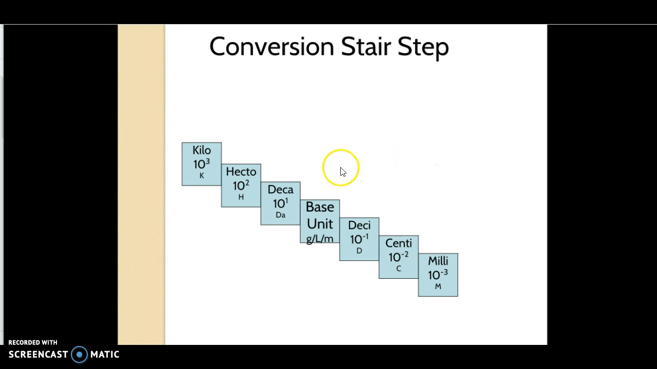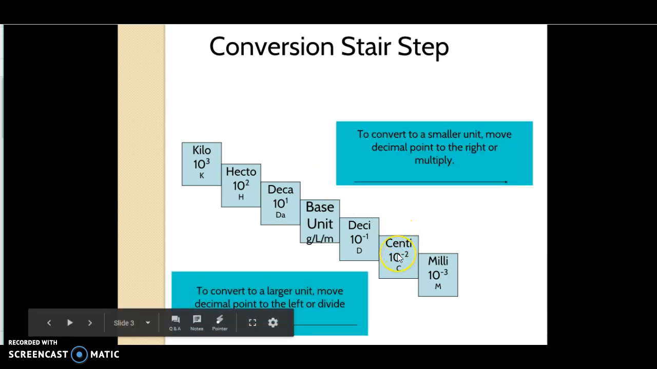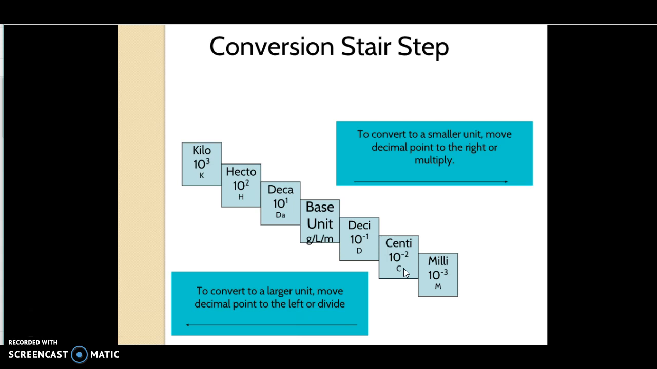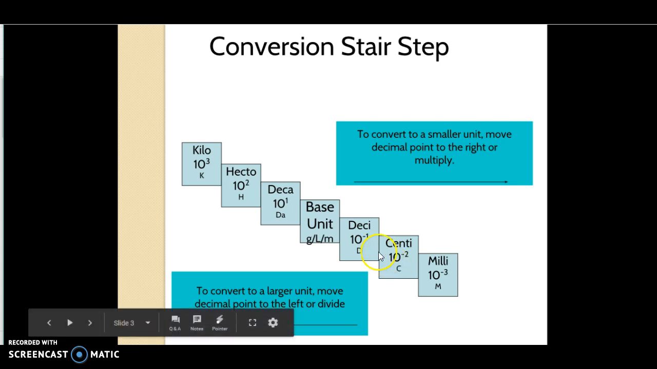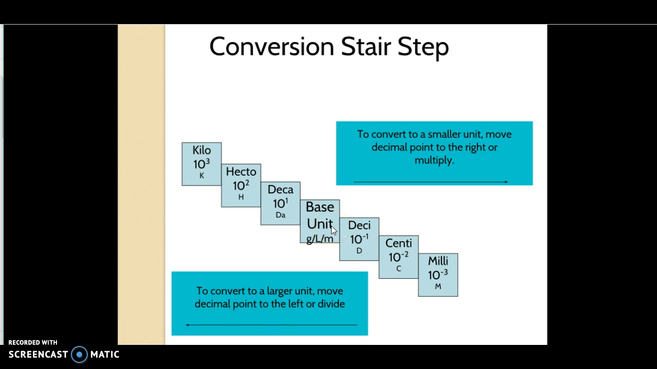So let's say I have 67 centimeters. If I am wanting to convert that to meters, so I have centimeters, which means meters is my base unit, and centi means I'm 2 places behind the decimal point. So I could say I have 67 centimeters, or if I move that over 2 decimals, I would have 0.67 meters.